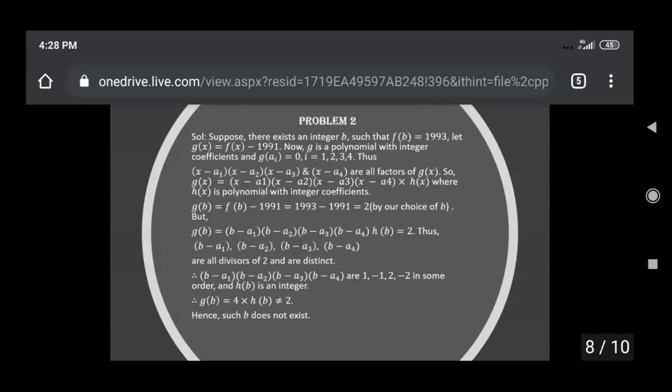The second problem is: given that f is a polynomial with integer coefficients such that there exist four distinct integers a1, a2, a3, a4 with f of a1 is equal to f of a2 is equal to f of a3 is equal to f of a4 is equal to 1991. Show that there exists no integer b such that f of b is equal to 1993.